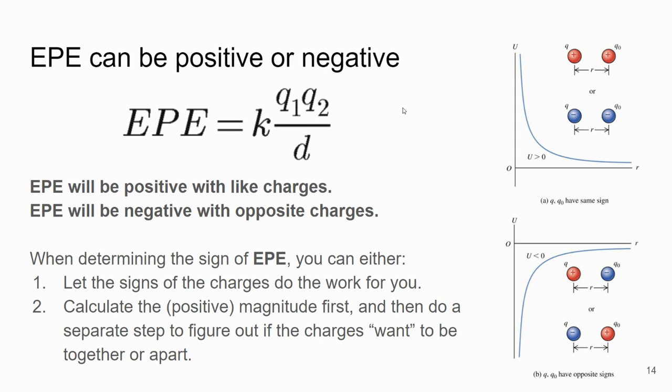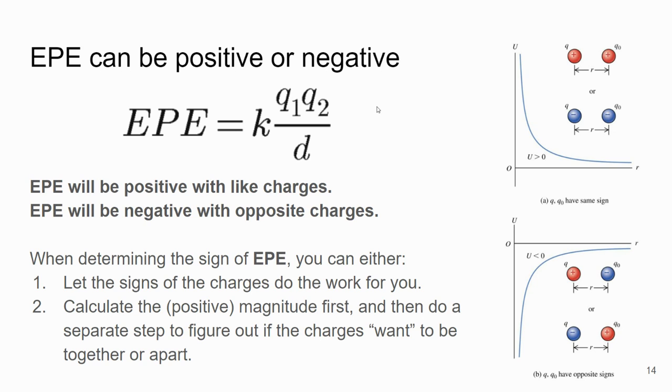So that would be like a debt. If you have like charges, so two positives, you're clearly going to get a positive. If you have two negatives, you are also going to get a positive. So if you have like charges, you would end up with positive EPE, which means these charges don't want to be near each other, and you can get energy out of this system by letting them separate.